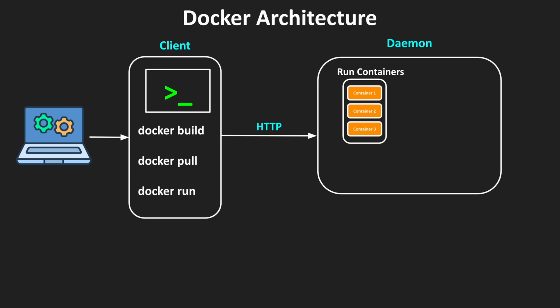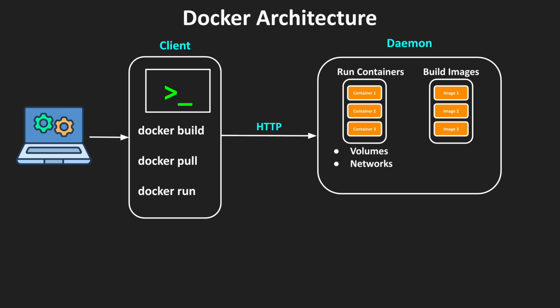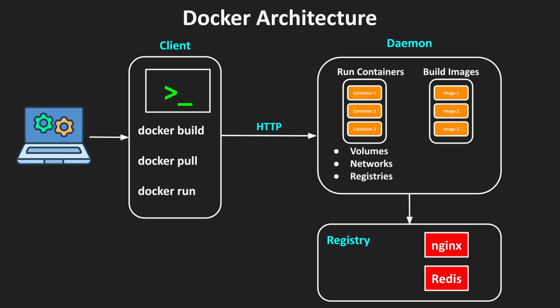The daemon is the main part of Docker. It's the brain of Docker. What it does is it runs containers, it builds images, and also it manages volumes, networks, and the registries. And another part that we have in the main architecture of Docker is a registry.